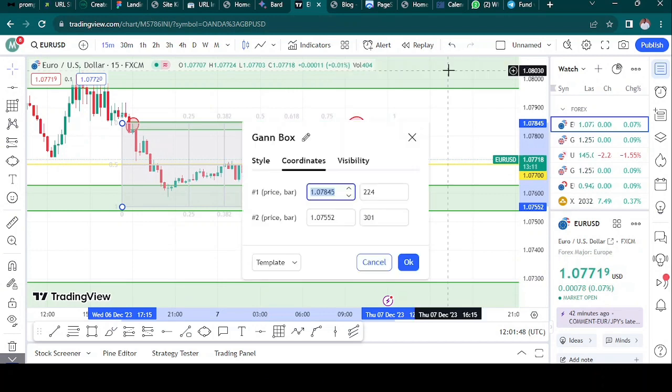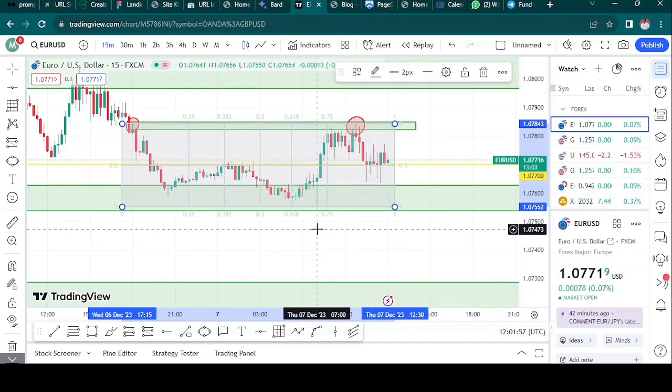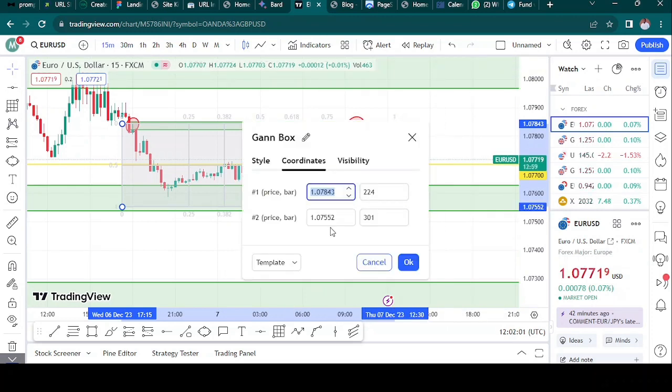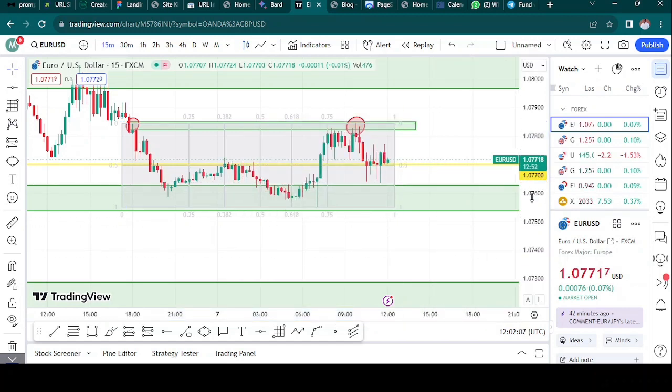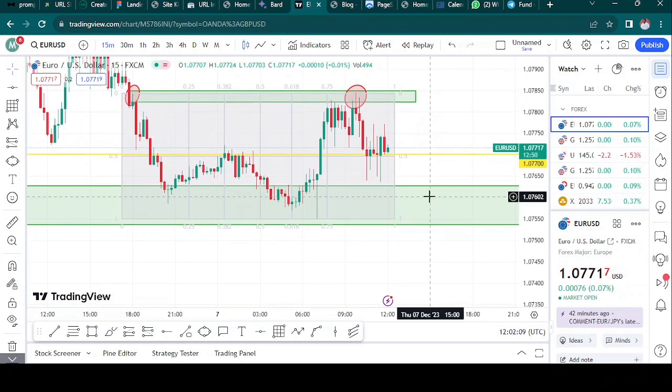0.7843. So you have to perfect it. You have to perfect it. OHL 0.755. Okay, 0.755. You can see that there's no micro pips. No, it has to be perfect, so that we will not make any mistake.